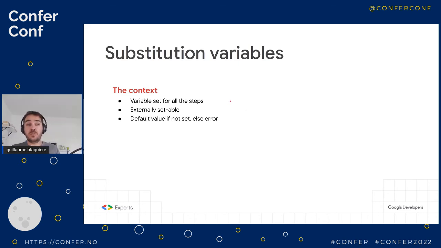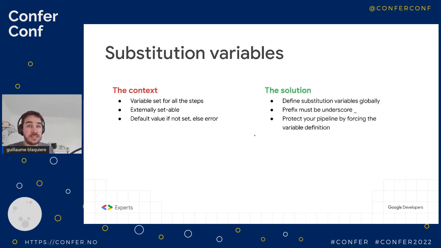You can define it with a default value, no problem. If you don't set it externally, the default value is taken. If you don't set a default value and you don't define it externally, you will have an error because CloudBuild doesn't know what to do with it. You don't have values for your substitution variables. It doesn't know what to do, so it does nothing and exits with error.